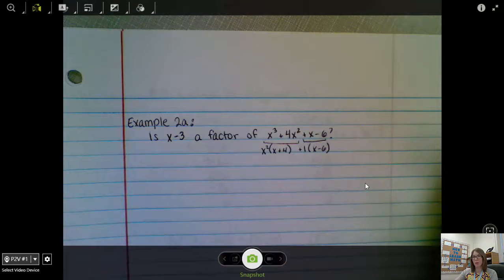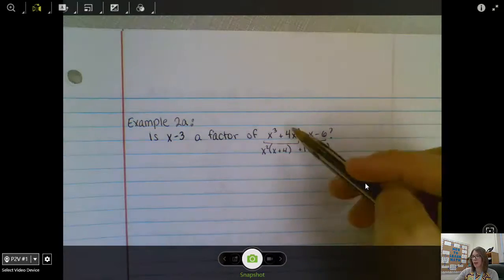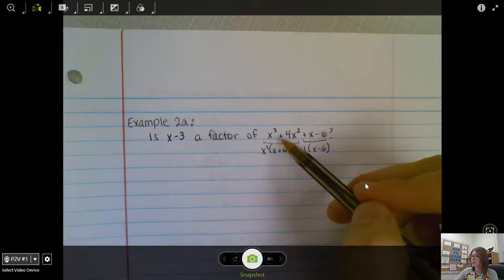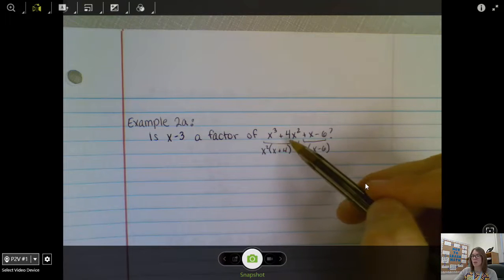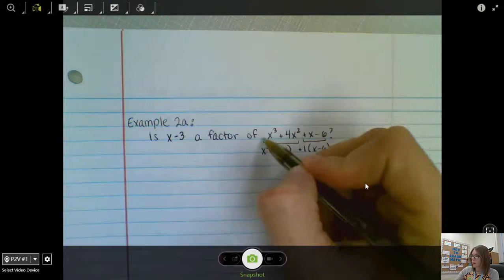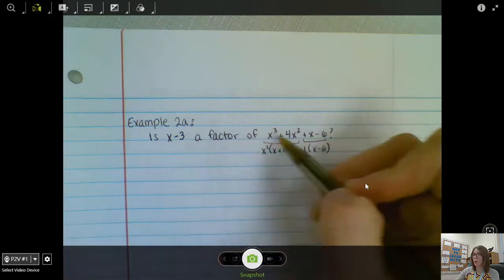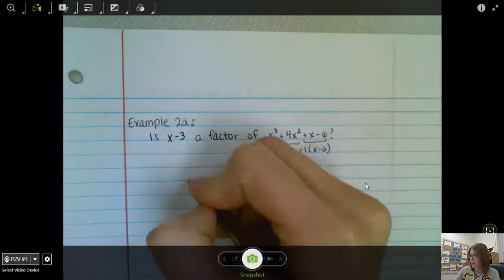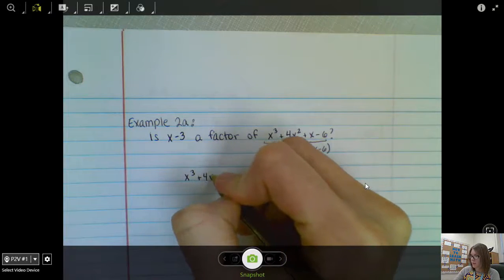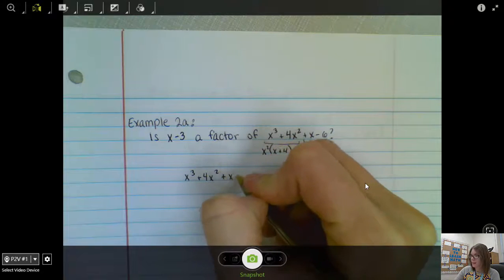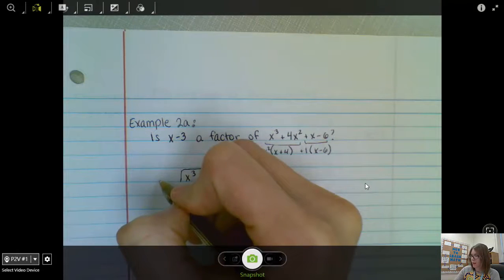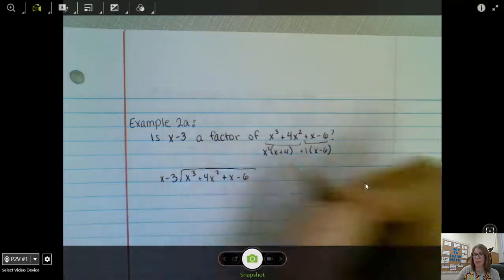So you might be inclined to think, well, okay, no, it's not a factor. One other way that we could figure that out, especially if we aren't able to factor this by grouping, because we won't always be able to, is to use long division. We want to see, does x minus 3 go into this? That means our x cubed plus 4x squared plus x minus 6 is going to go under our bar. The x minus 3 is going to go on the outside.